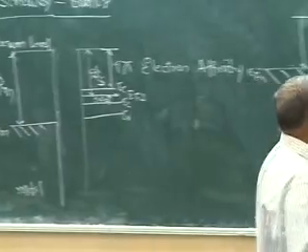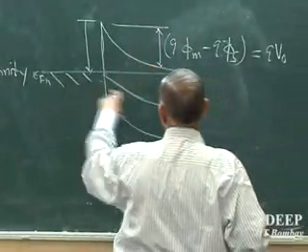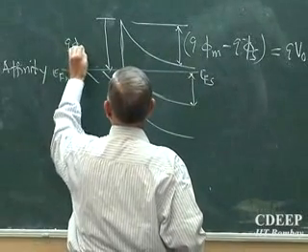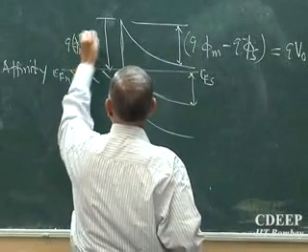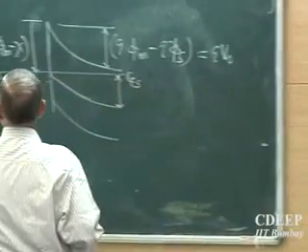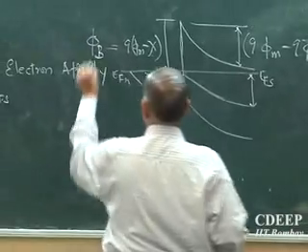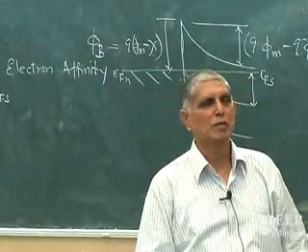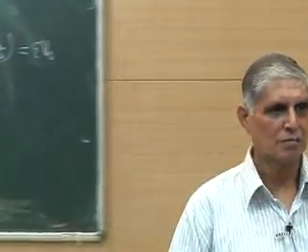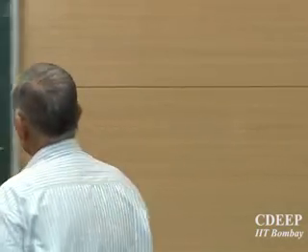So if you take this minus this, then you now get q phi M minus chi, which is essentially this value and is given the name phi B, the barrier height. Phi B is called the barrier height. Is that correct? What is the word used? From the Fermi level to the top of the band is called barrier height.